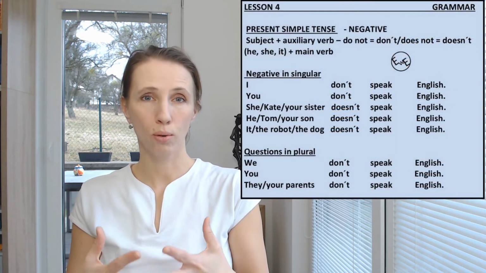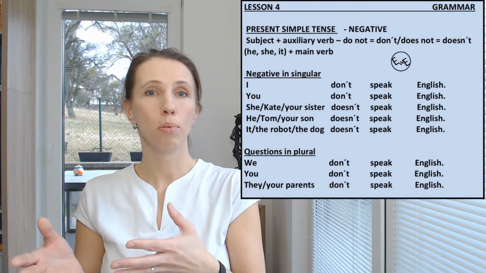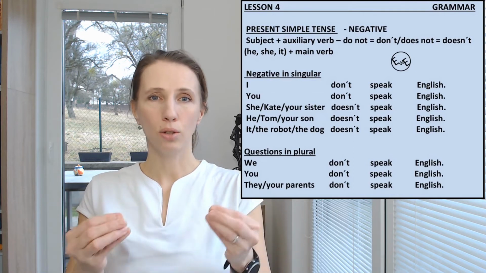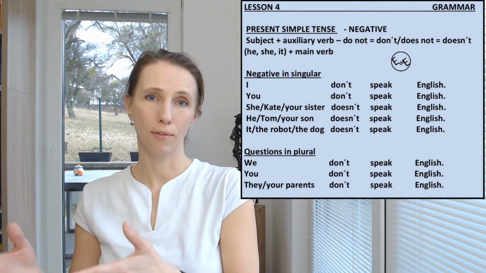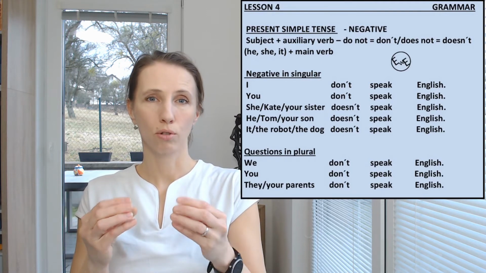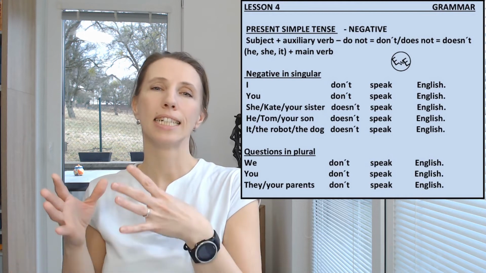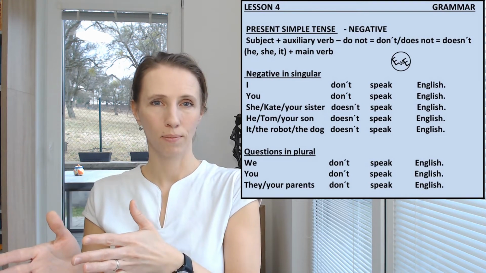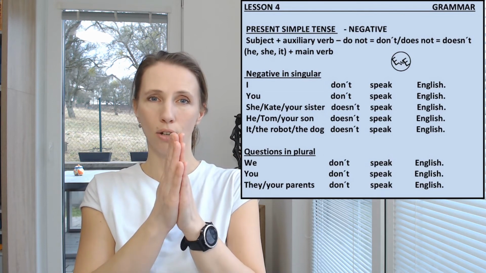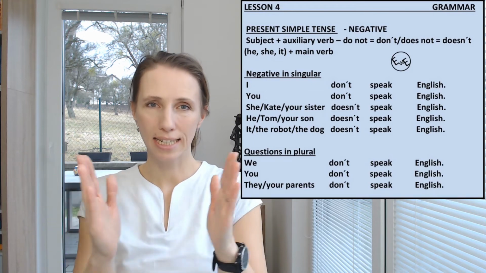And in negative, you also need auxiliary verbs do and does, plus not. I do not live here, but we use short forms, don't. In the third person, doesn't. So do not, don't. Does not, doesn't.